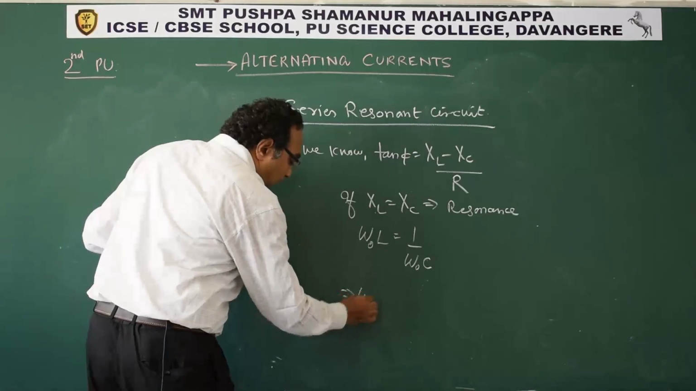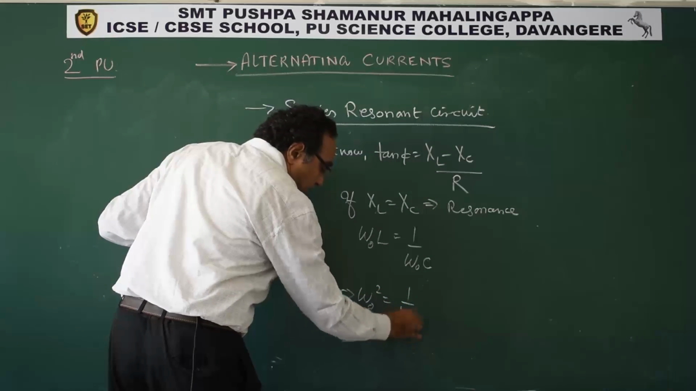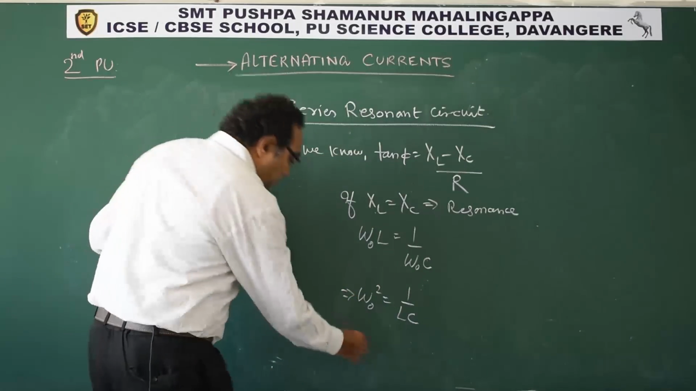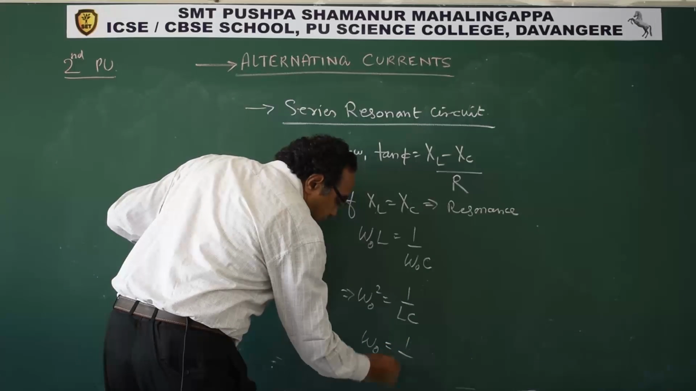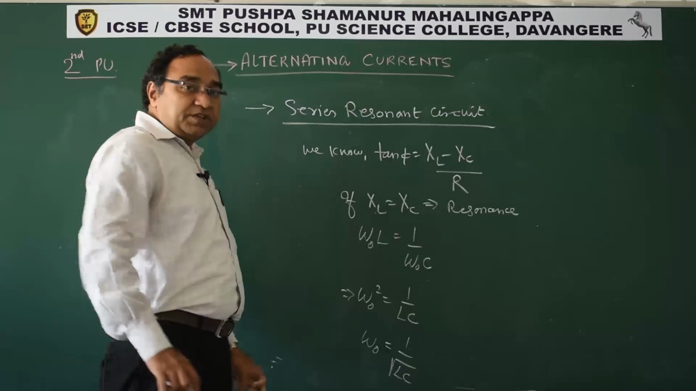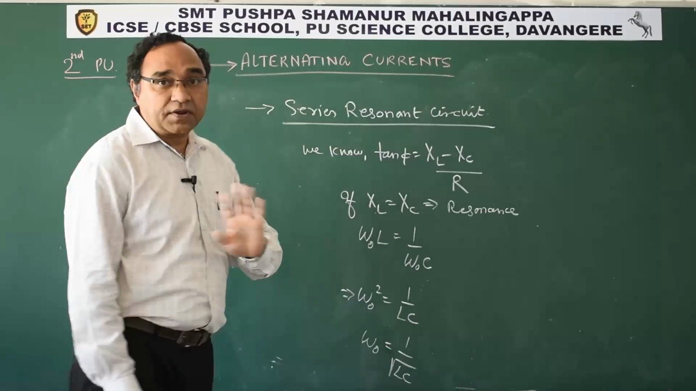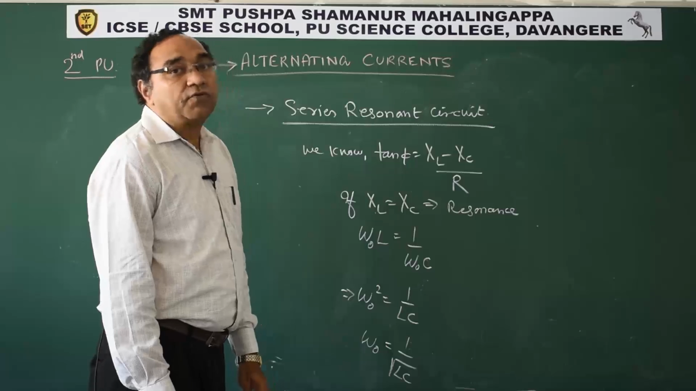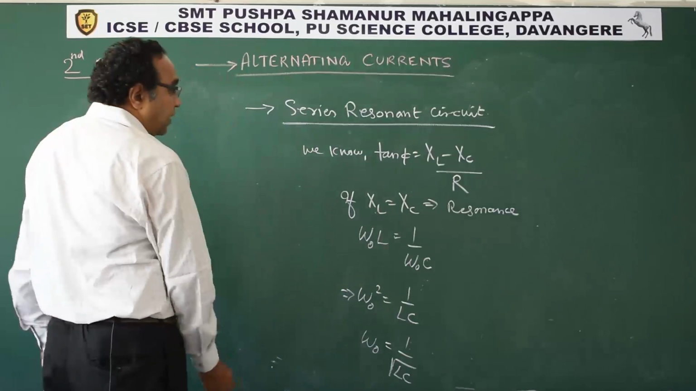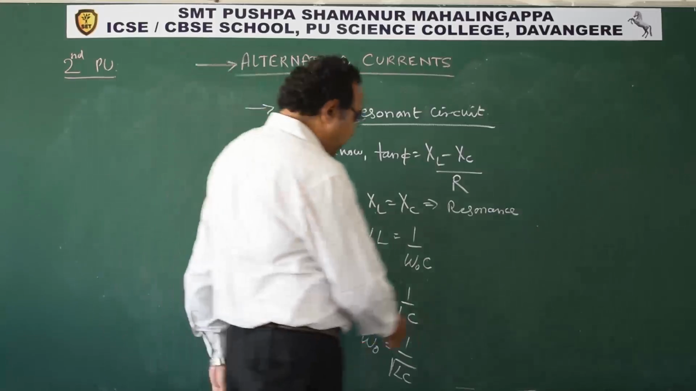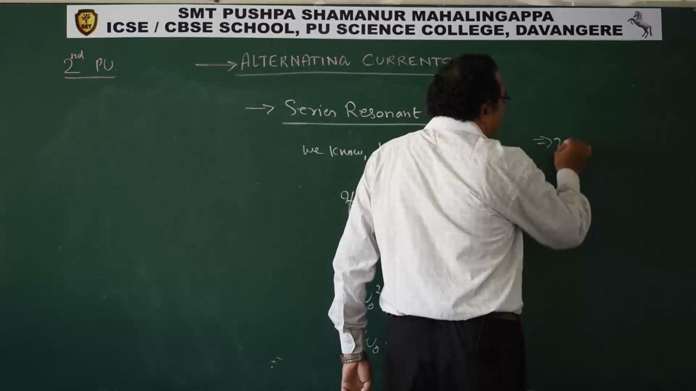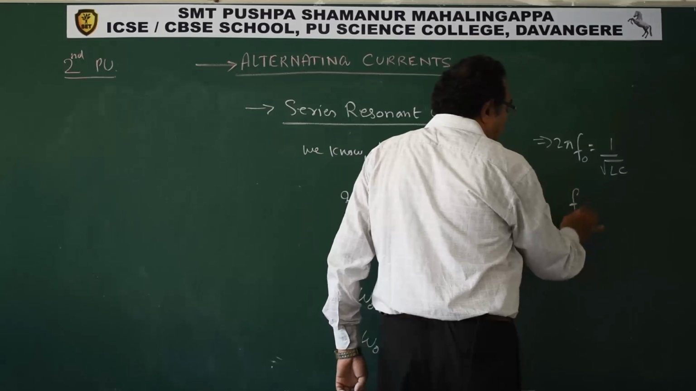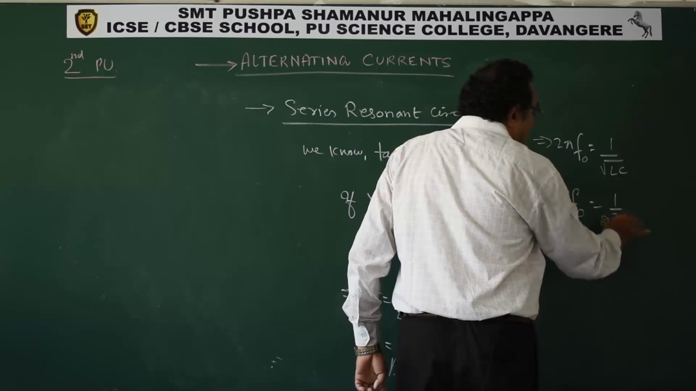So we can say omega naught square is equal to 1 by LC. See, we are getting the same expression as we had in LC circuit. So we have omega naught is equal to 1 by root LC. Now don't jump into conclusion that every LC circuit will be a resonant circuit. No. So omega naught is 1 by root LC. This is called resonant frequency. Now we can write this omega naught also as 2 pi f is equal to 1 by root LC. So f naught is equal to 1 by 2 pi root LC.